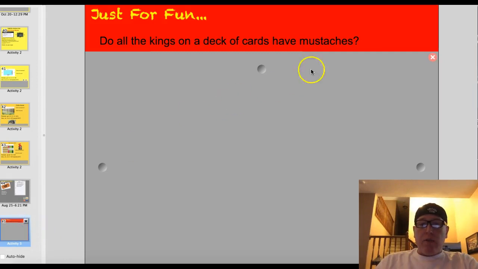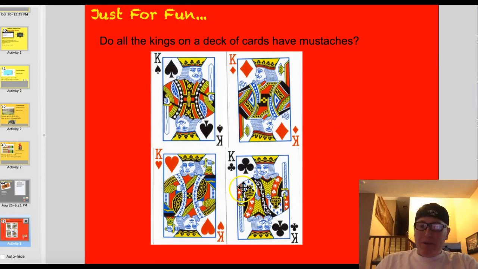And the answer to the trivia question, do all the kings on a deck of cards have mustaches? Actually, they don't. The King of Hearts does not have a mustache, typically. Not in all decks, but typically the King of Hearts does not. Check the deck you have at home. Pretty good little trivia question there.